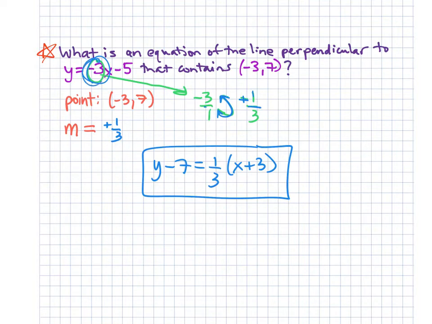So since this slope is negative, this one's positive, and it's the reciprocal. And then you just do y minus 7 equals 1/3 times the quantity x plus 3.